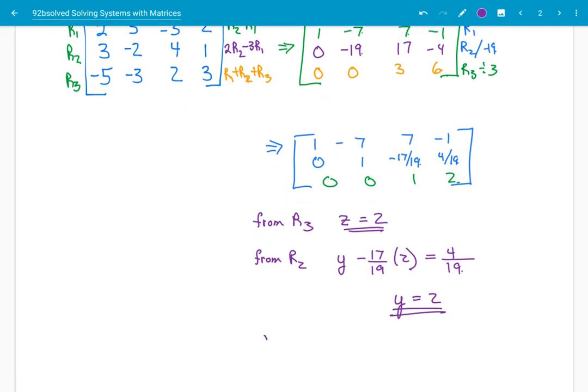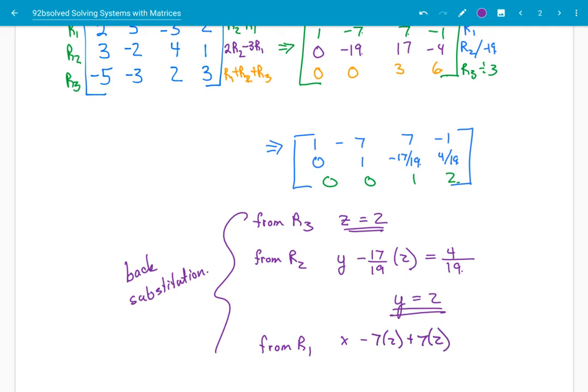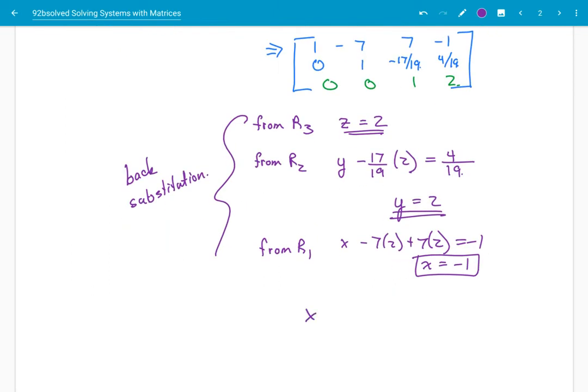And then finally from row 1. And what we're doing here is called back substituting. And we did this when we did the elimination method in the last lesson. Okay, so from row 1, I get x minus 7 times 2 plus 7 times 2 is equal to -1. So x is equal to -1. And so the x, y, z solution is -1, 2, and 2.